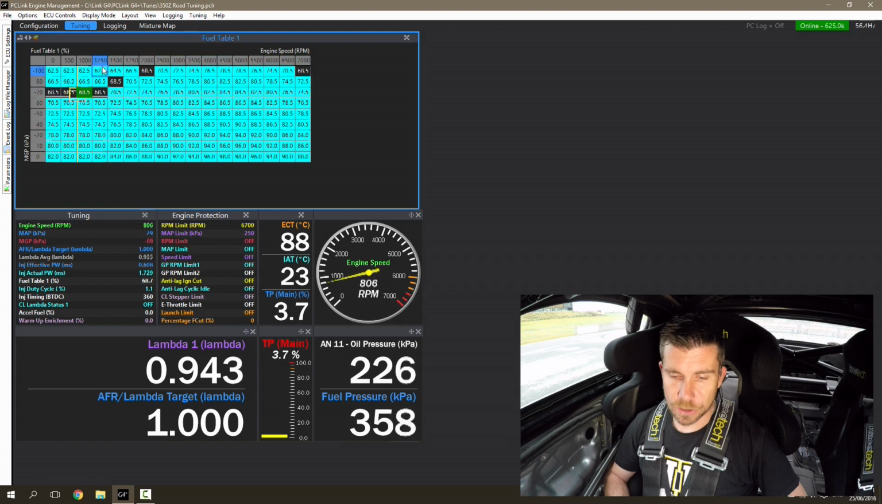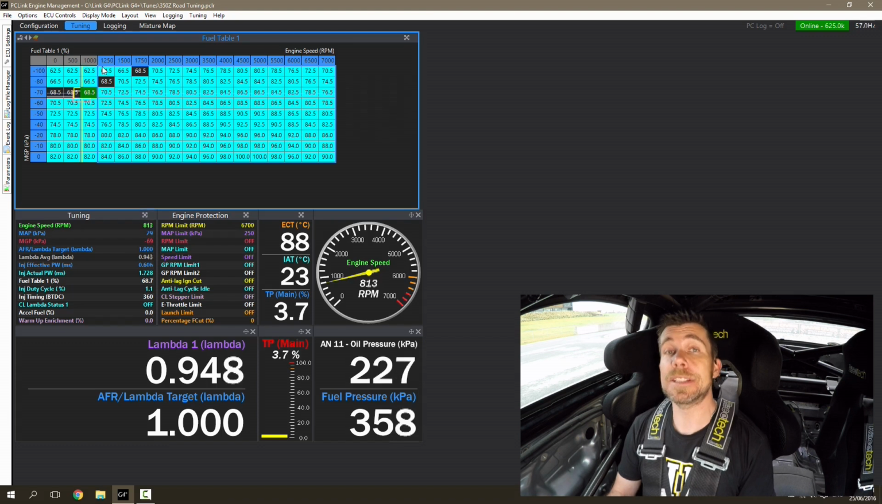Now again, we don't need to worry about being absolutely accurate at this point. All we're trying to do is get some numbers into this table that are going to allow us to get the engine running a little bit better than if we had a completely flat table of numbers. That's simply not going to work very well for us on the road.